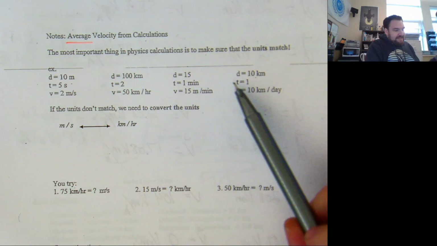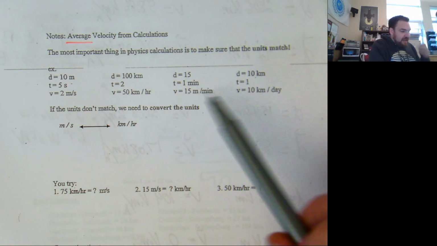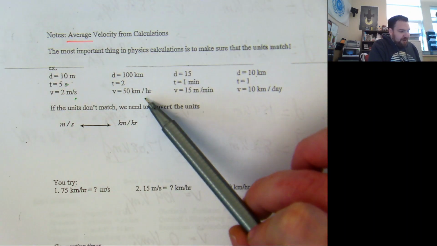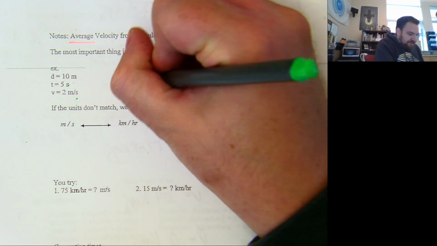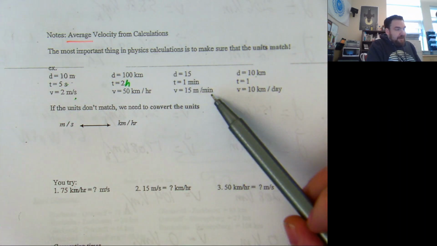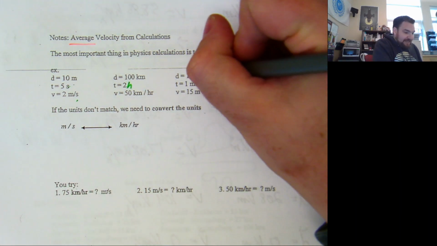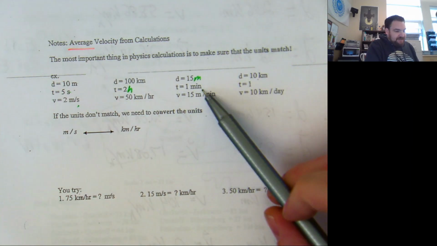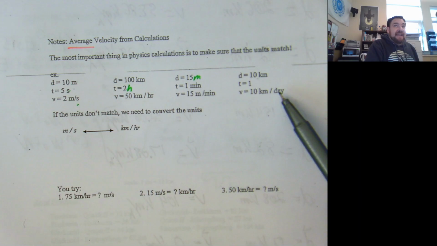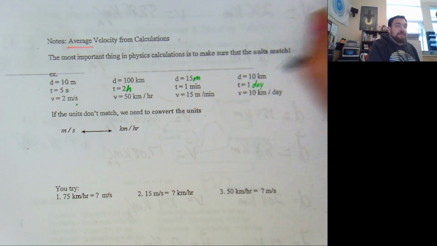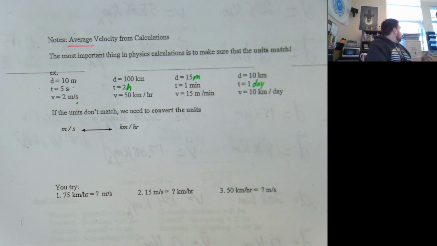Most important thing in these calculations is to make sure that the units match. If I've got meters, seconds, and meters per second, if I've got kilometers and kilometers per hour, this time needs to be in hours. If I did have meters per minute, which we've already said we don't really use, that means I would need distances in meters and times in minutes. And if I had kilometers per day, maybe this is a turtle, our time would then have to be in days. Converting units, moving them around becomes pretty important.